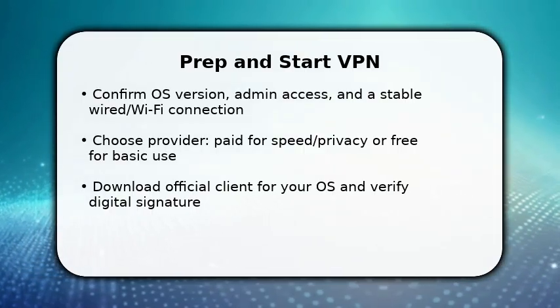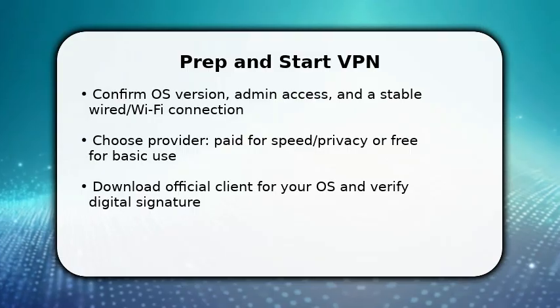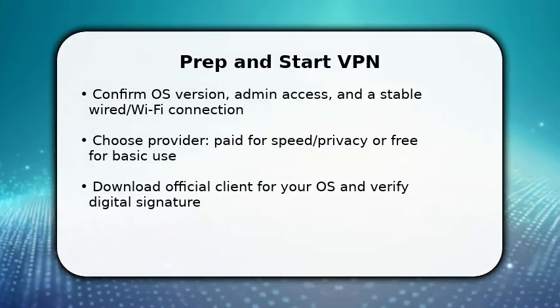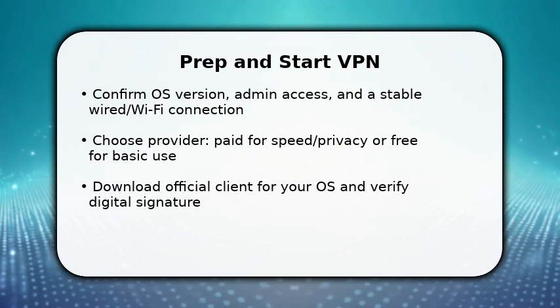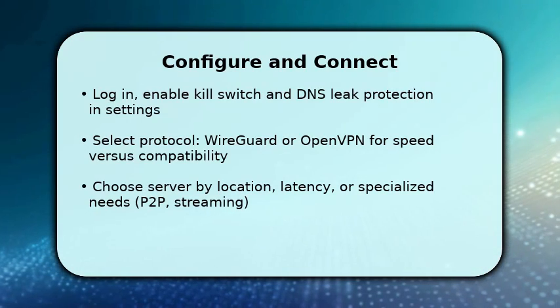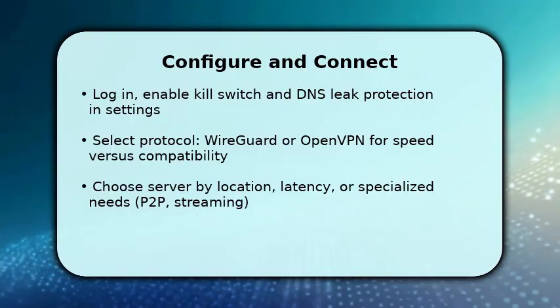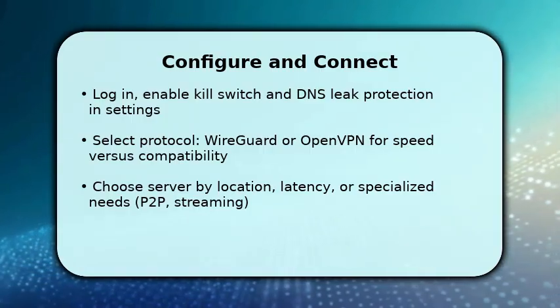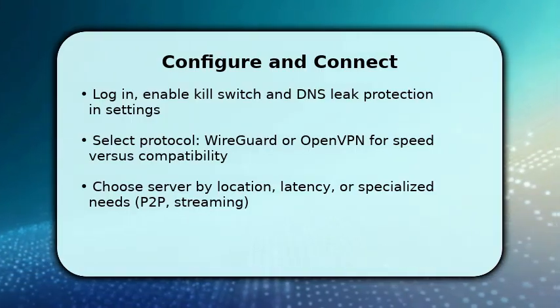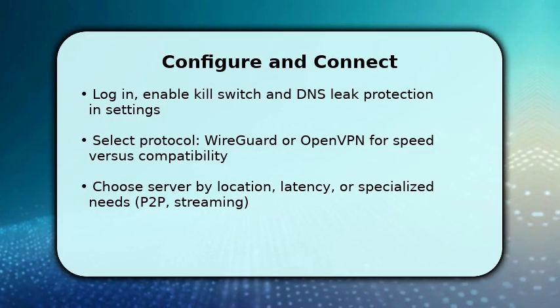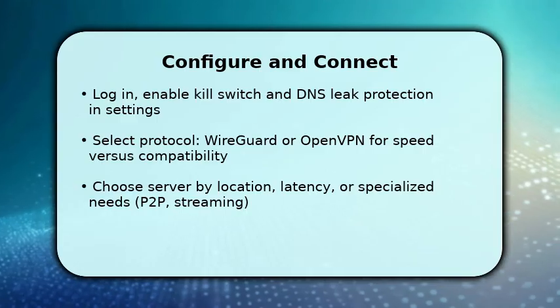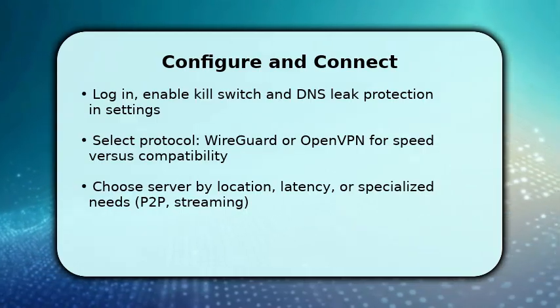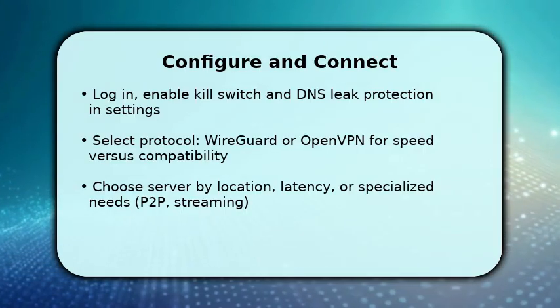Now install the client, follow on-screen prompts, grant required permissions, and restart the device if prompted so the VPN driver can initialize correctly. You now configure the VPN client to secure traffic. Log in with your account, then enable core protections like the kill switch and DNS leak protection to prevent leaks when connectivity drops. Next, select a protocol, WireGuard for modern speed, OpenVPN for broader compatibility.